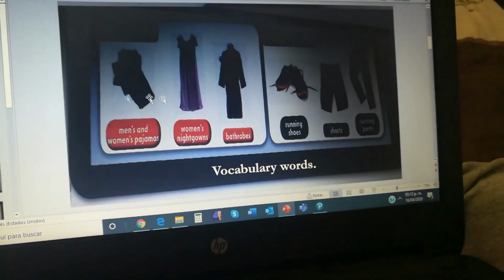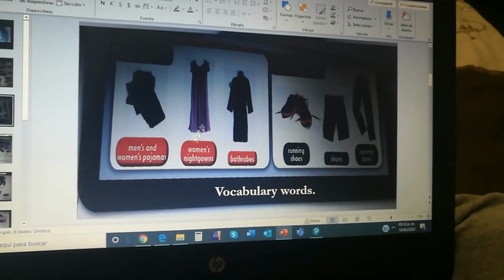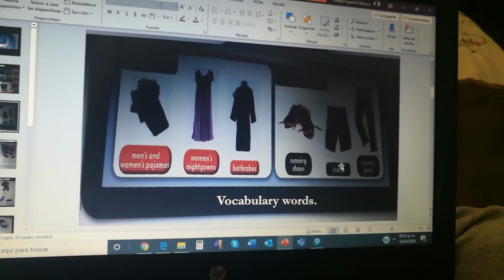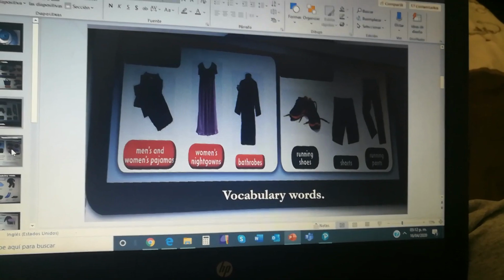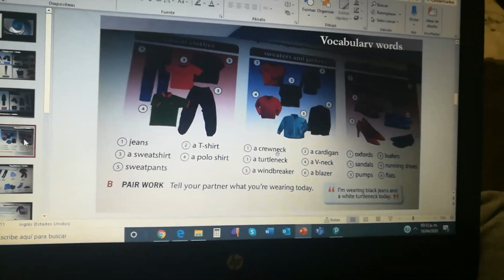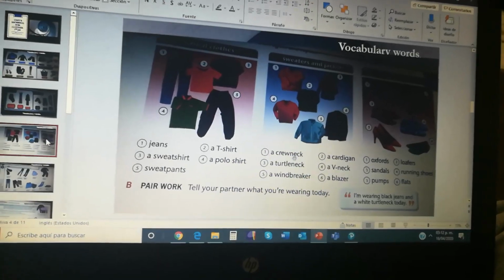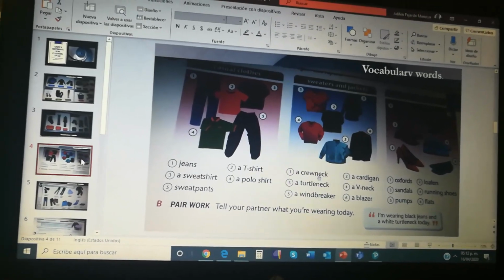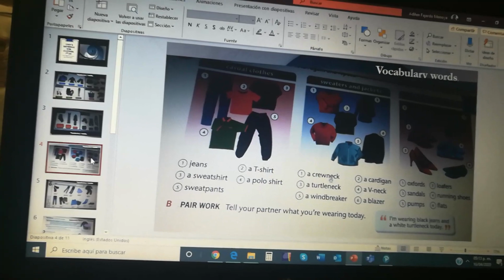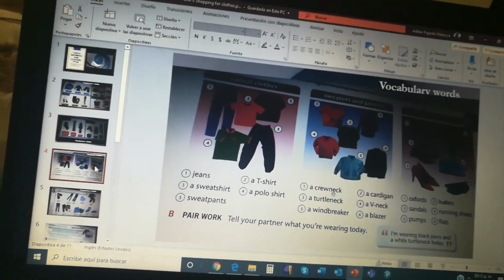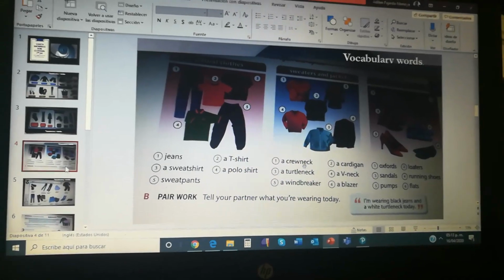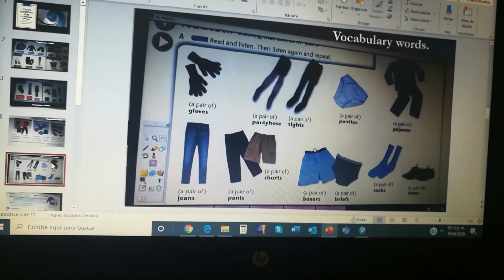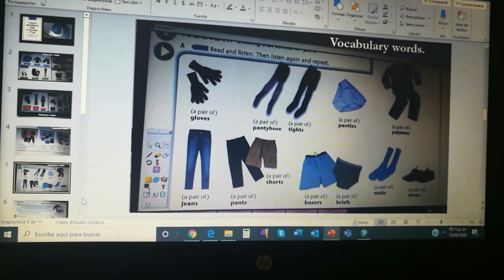Then the next slide has other words, okay? Men's and women's pajamas, women's nightgowns, bathrobes, running shoes, short and running pants. This is another vocabulary that you have to work on in this unit, okay? Different words like jeans, a sweatshirt, sweat pants, t-shirt, polo shirt. This context is not new for you because in other grades you have studied these words, okay?